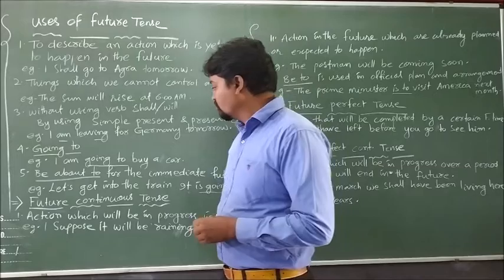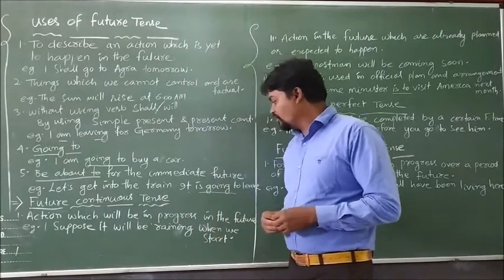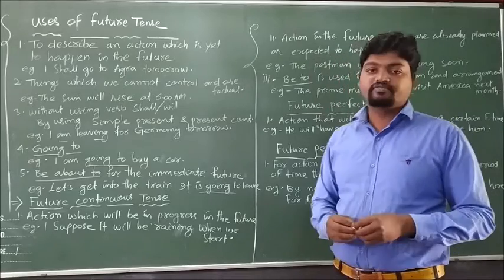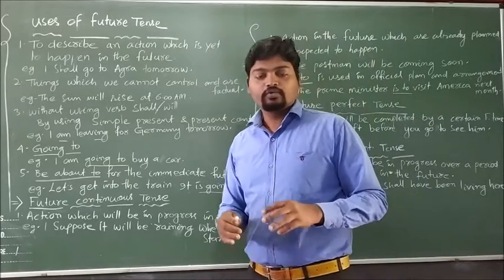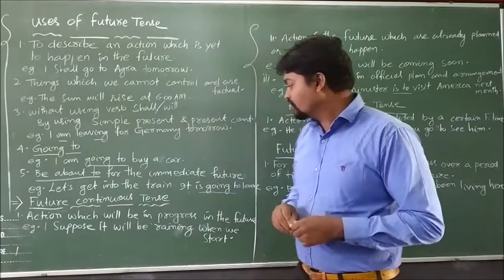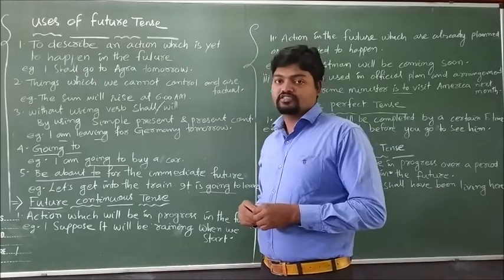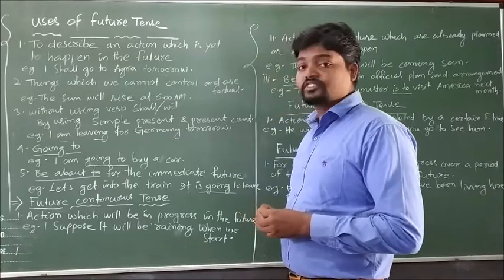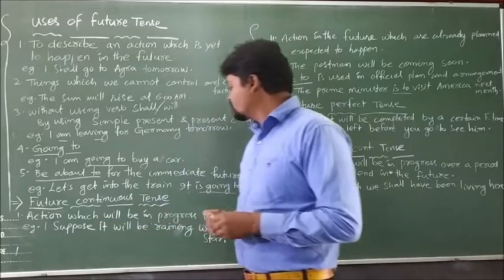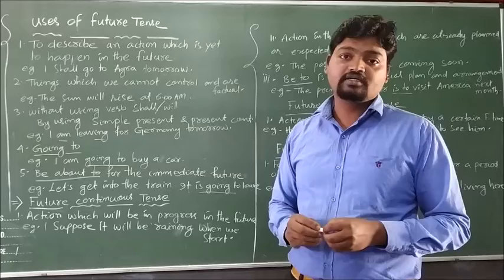Next, we will jump to the next topic, that is future continuous tense. Got it? So future continuous tense. Actions which will be in progress in the future. The actions which are progressing or continuing in the future, in that sense we use future continuous tense or future progressive tense. Example, I suppose it will be raining when we start.